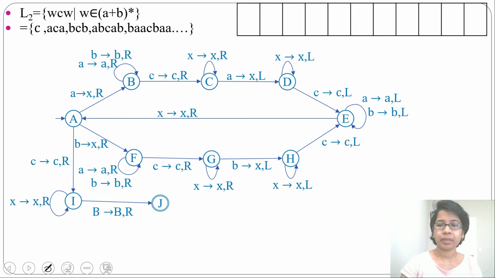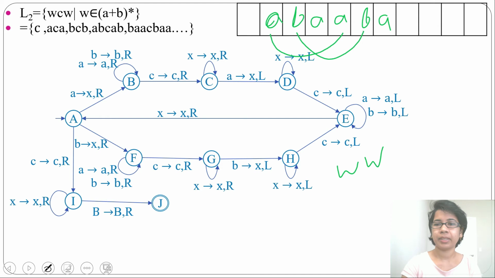But suppose it will be WW. Let me take a string A, B, A, B, A. Then you need to identify which one is the middle point. So from this A will compare with this A, then this B will compare with this B, this A will compare with this A. So what will be changed for WW?